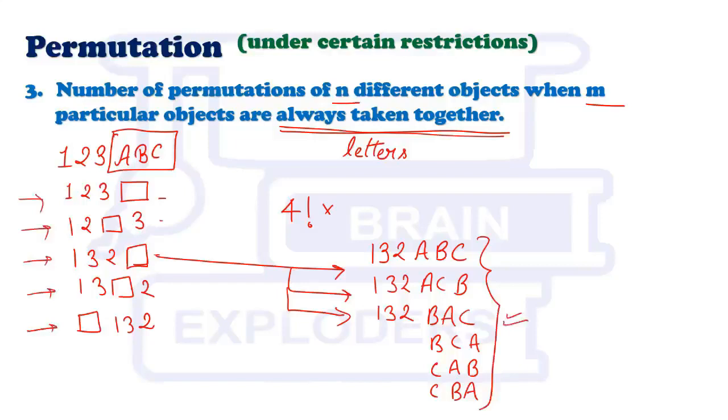So we have to multiply by 6 again over here. This 6 is actually 3 factorial. So more precisely we can write 4 factorial times 3 factorial. So let's see what we have done. First we have considered ABC as one unit. Then we have found the total number of permutations of these elements, treating it as one unit. Then we have multiplied it with the number of possible permutations within that unit.